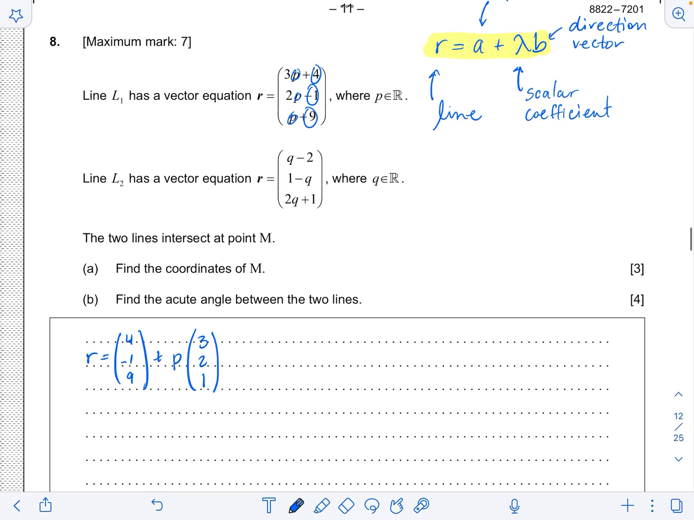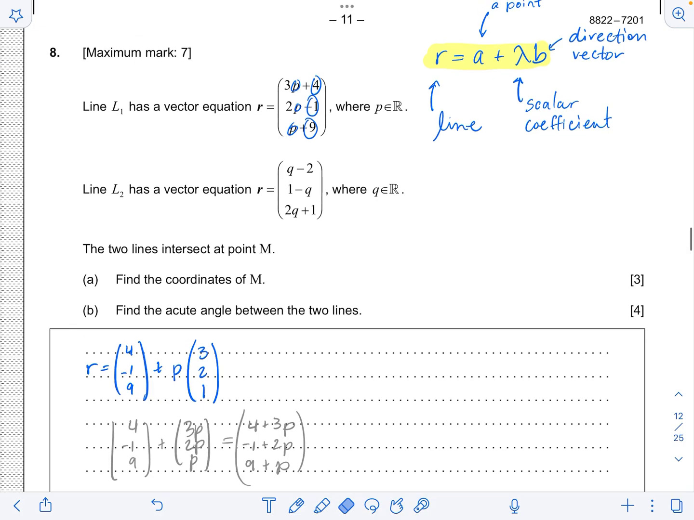Imagine if you were to just distribute that p back in, you multiply that vector by the scalar p, then we'd have 3p, 2p and 1p, and then adding that to 4, -1, 9, and we can just add those positions, and that gives us 4 plus 3p, -1 plus 2p, and 9 plus p, which is our original vector. So I just wanted to show you that we just took our original vector and broke it into parts to help us see this equation of a line in vector form.